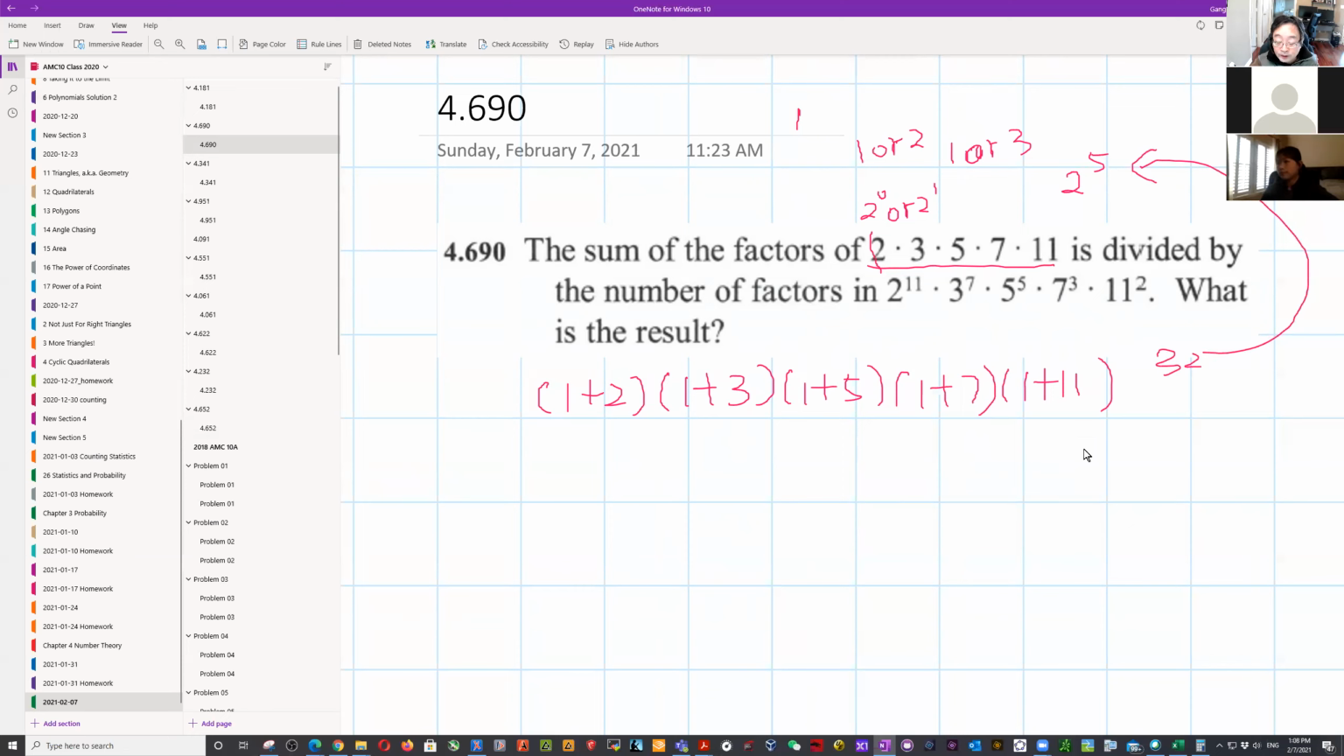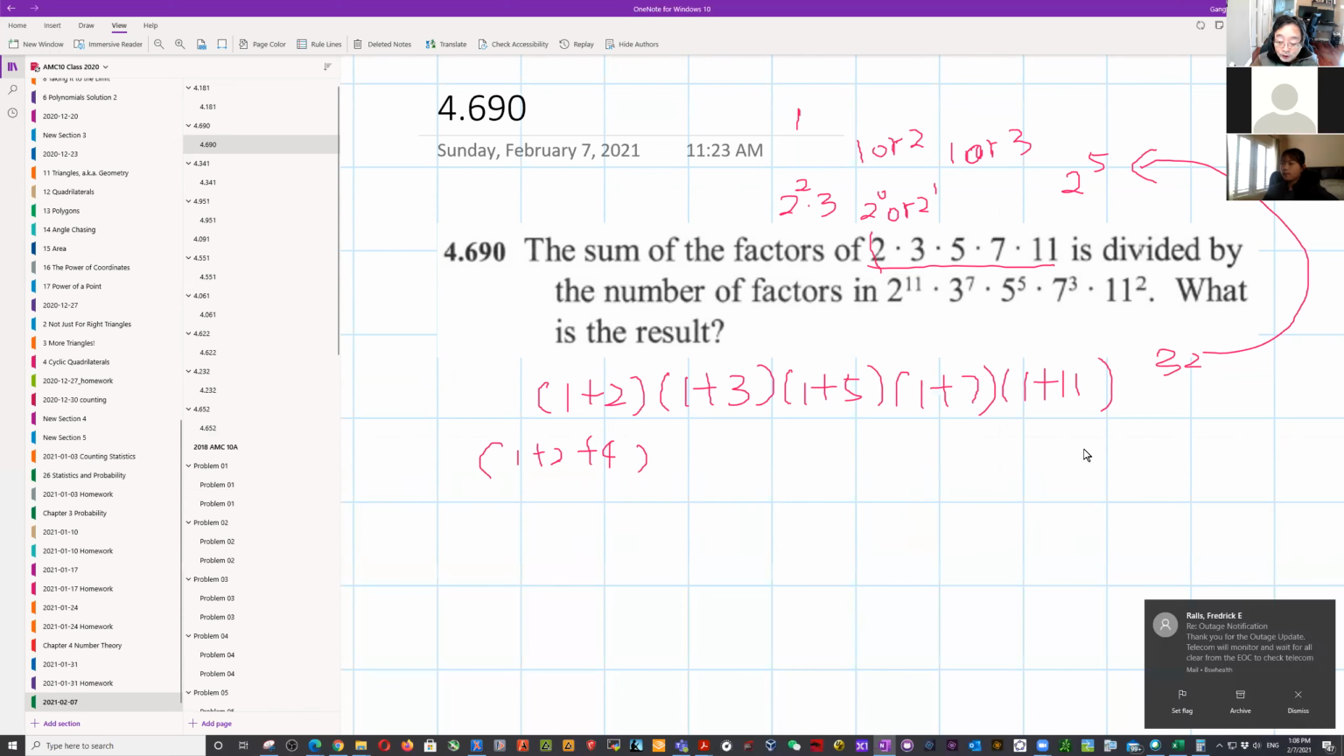The reason why the sum of the factors is equal to this is fairly easy. It's just adding. If I change 2 multiply 3 into 2 square multiply 3 multiply 5 and so on, then in the first term, it's going to be 1 plus 2 plus 4. Everything else will stay the same.